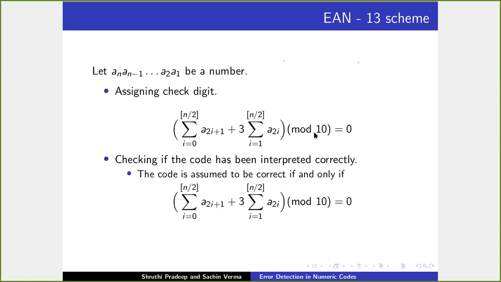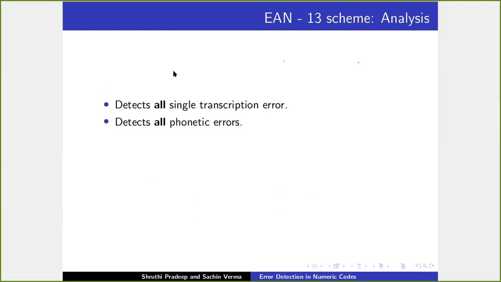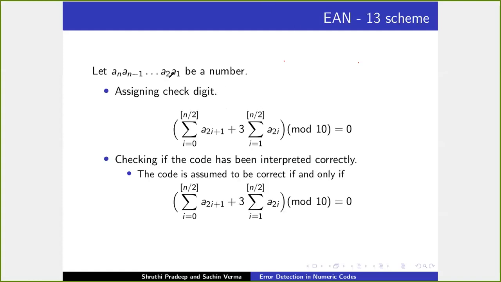In the EAN-13 scheme, we take the number as a_n, a_(n-1), and so on till a_1. In this method, we multiply the even positions with 3 and then take the addition. For example, the digits at positions a2, a4, a6, and so on.